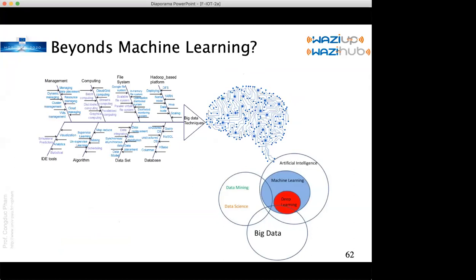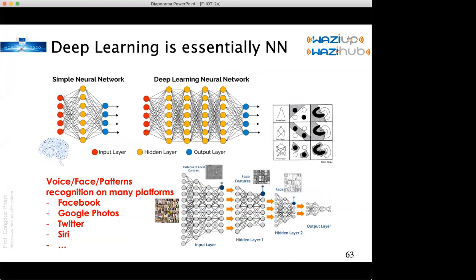Now, can we go beyond machine learning? Yes, of course. Most of you have probably heard about AI, artificial intelligence. There's a lot of myth behind AI, but there are true things also. And the true thing is deep learning, based on neural network models. Compared to simple neural networks, as you see, we have one hidden layer here in simple neural networks, and we have several hidden layers in deep learning neural networks. And the more layers you add, the more parameters or dimensions you can handle.